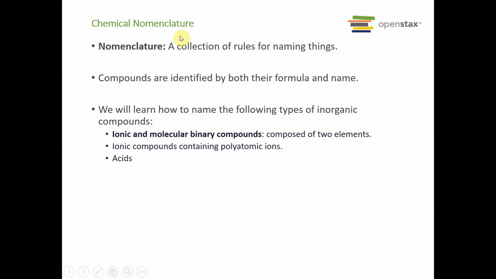Okay, so let's just start with the word nomenclature. That's just a way of saying a collection of rules for naming things. Compounds are identified by both their formula and their name. How will we learn to name the following types of inorganic compounds? Ionic and molecular binary compounds composed of two elements, ionic compounds containing polyatomic ions, and acids.